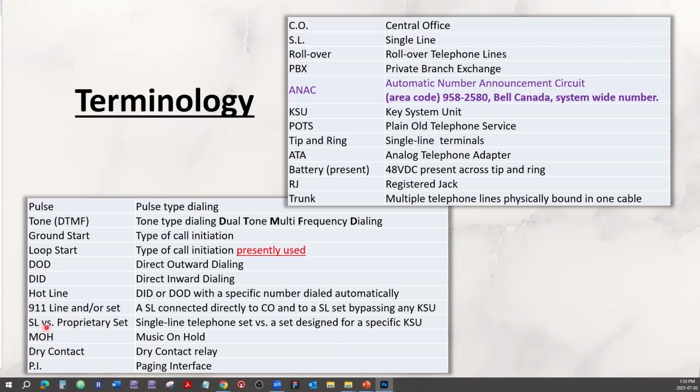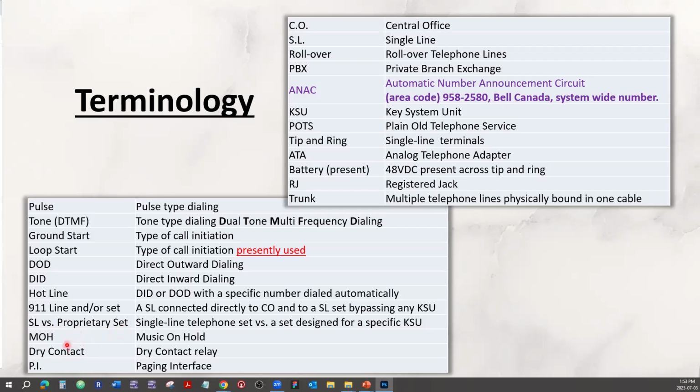So single line versus proprietary. Single line is just a regular POTS type of telephone set. A proprietary telephone set is a telephone that works with a specific telephone system. So if you get a Panasonic telephone system or a Toshiba telephone system or whatever else, it will come with its own telephone sets. Those sets understand the signal from that box only. Plug it into the regular telephone POTS wall line, it will not work. And vice versa. So that's a proprietary telephone set for whatever the system is.